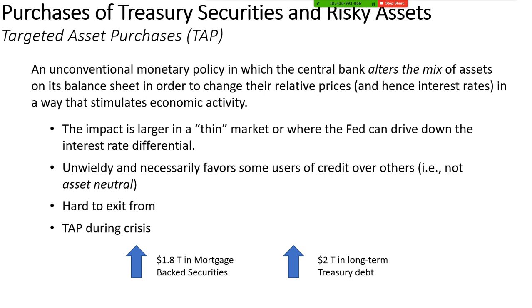So it's not neutral in the way that it helps different holders of credit. The second drawback comes from the fact that a targeted asset purchase is typically targeted, like we mentioned, in those markets that are less liquid, or where you have fewer buyers. So when the Fed goes to sell these assets, it might have a hard time finding a buyer.